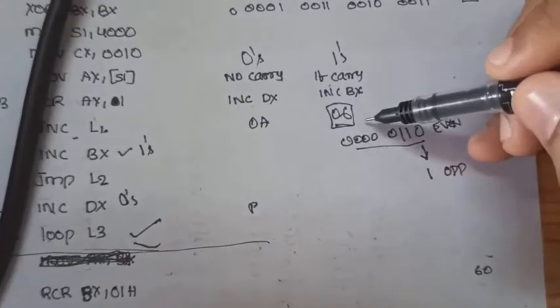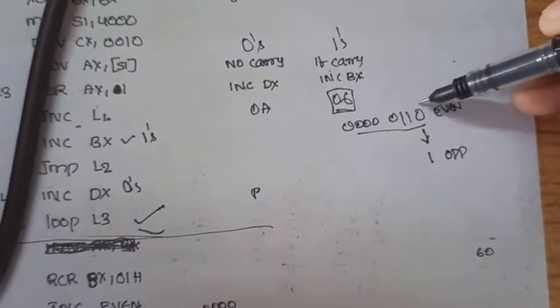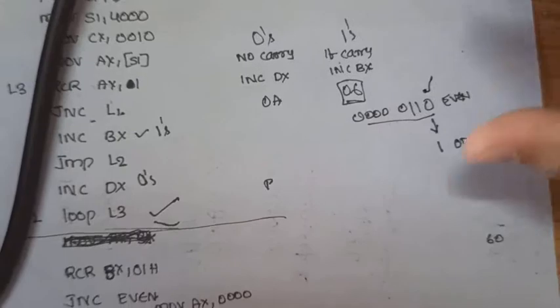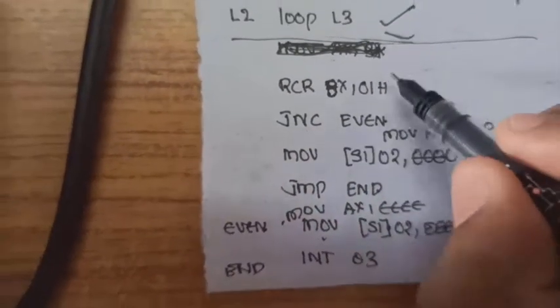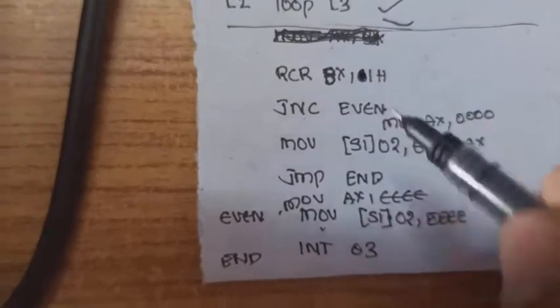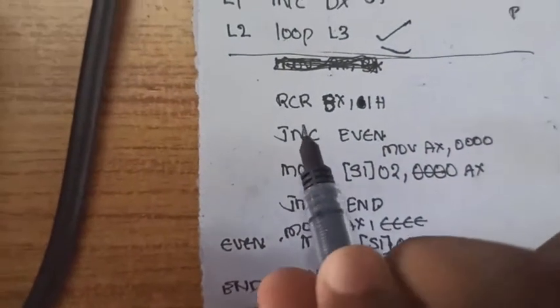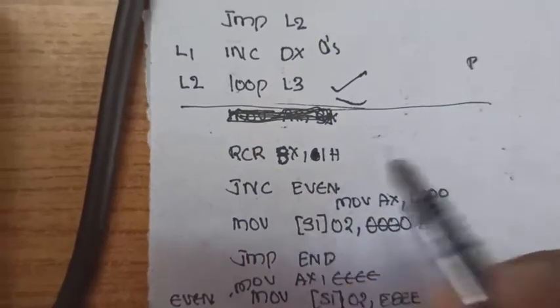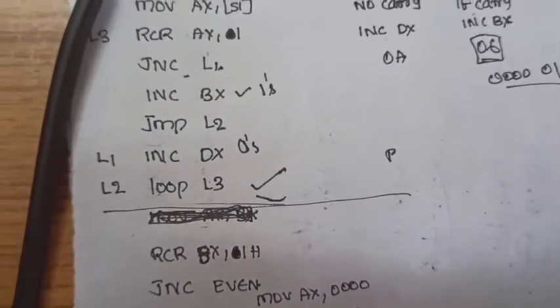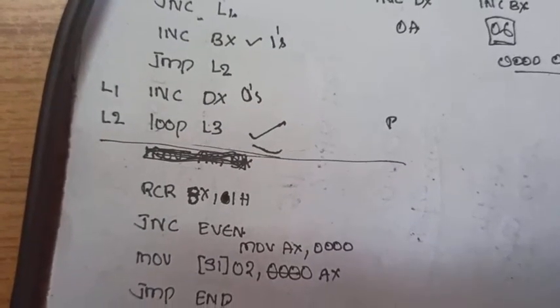Now after getting these values, I am checking this LSB of the BX register. How am I checking? See, RCR BX comma 1. As I already said, do not write 01, just type only 1. Now I am rotating right through carry. Which data am I rotating? BX. Now I will rotate this BX into carry. So if a 0 is there, 0 is moved.